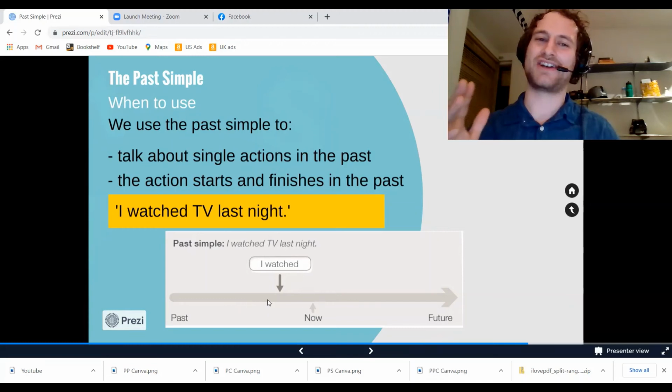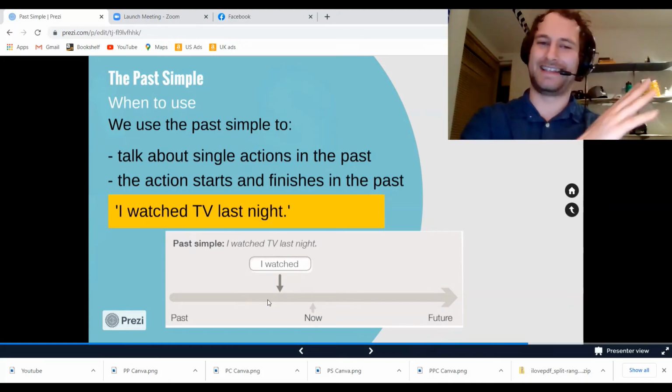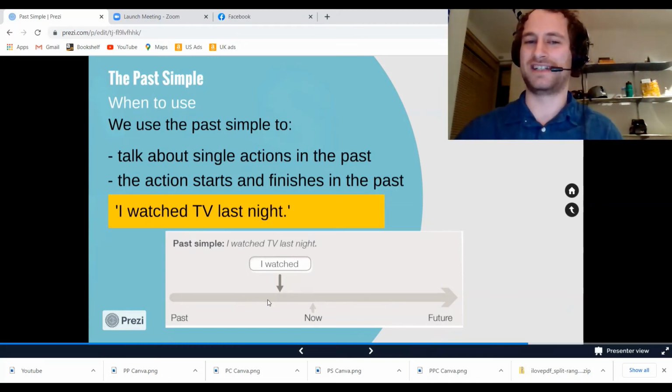So the past simple is very simple to understand. It's an action that started and finished in the past. I watched TV last night. I cooked dinner 1 hour ago. I ate food 2 hours ago. I walked to school 2 days ago. I studied English last week. I played soccer on the weekend.